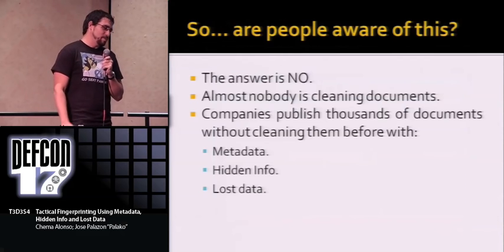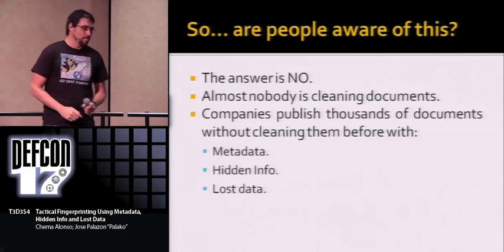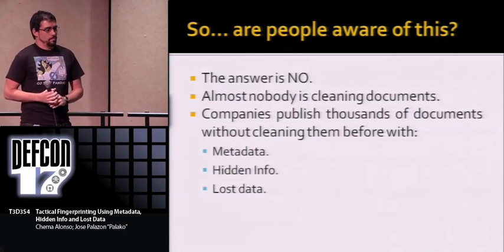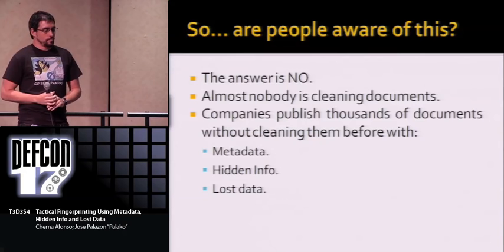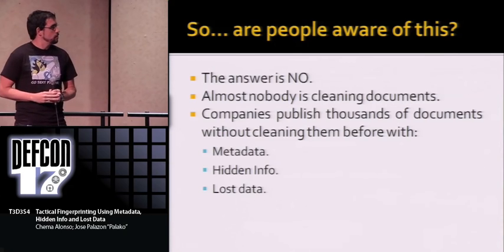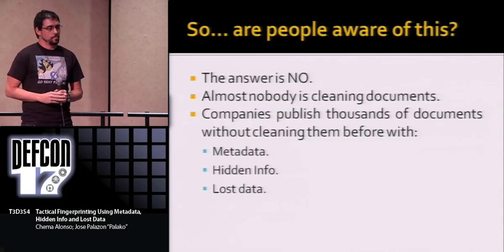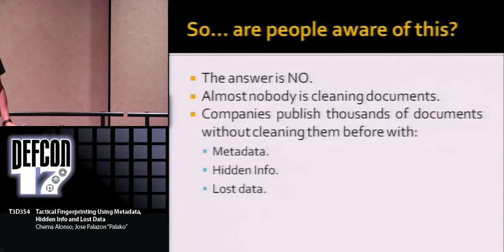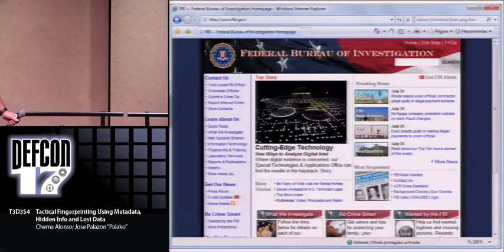Well, the question is, are people aware of this? And the answer is no. Even after what happened with Tony Blair, people are not taking care about metadata, hidden info, and lost data. And it's funny because you can extract a lot of information from the network infrastructure of big companies, software companies, and even security companies. So just as a couple of examples, we are going to look into the FBI files.